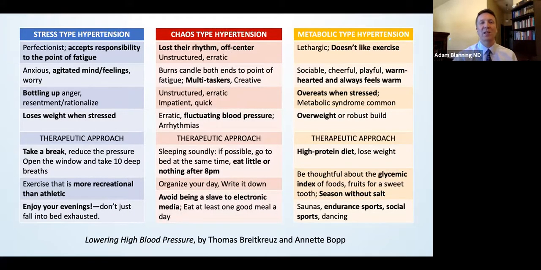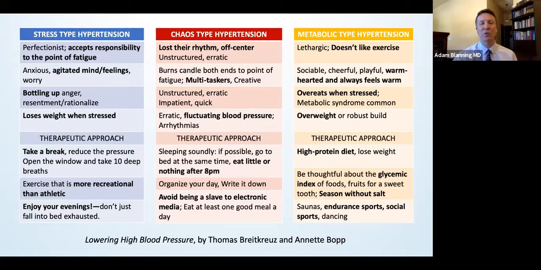Now, if we come to the chaos type of hypertension, this is where life is erratic. It's easy to lose your rhythm. Things feel like they are constantly just trying to be met. Many people in this category are very creative, can be quite amazing multitaskers, but the challenge is that their body doesn't quite know what it should be doing. Things tend to be unstructured and erratic. They can have greatly fluctuating blood pressure, sometimes even irregular heart rhythms, arrhythmias.